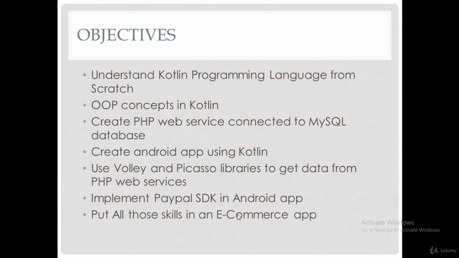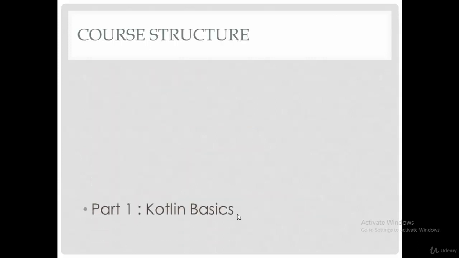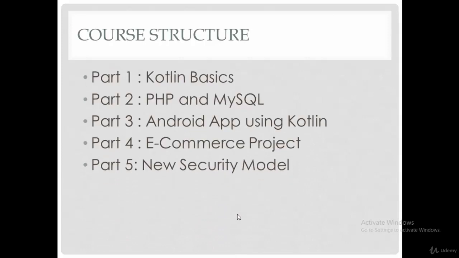And to make this learning process more fun, I'm going to put all those items inside one project, which is an e-commerce application. So this course consists of 5 parts. The first one is Kotlin basics: if, loop, arrays, object-oriented programming. The second part will be how to create a web service using PHP and connect it with MySQL. The third part will be how you can use the Kotlin language in Android, and the fourth part will be how you can create a complete e-commerce application, from your login activity to the PayPal activity. From A to Z, you are going to create this application.